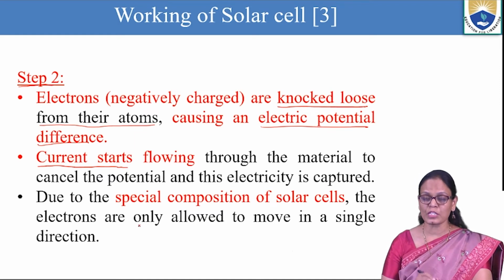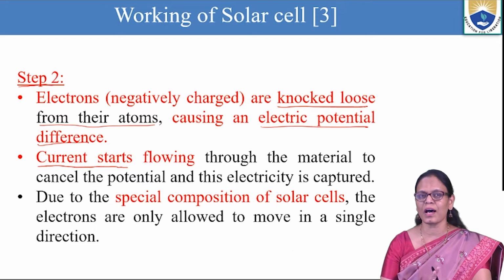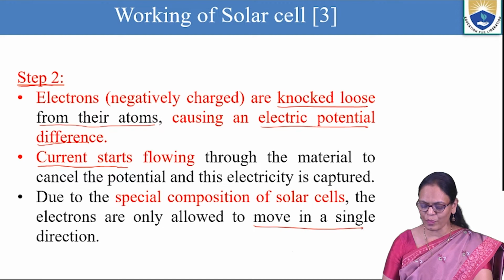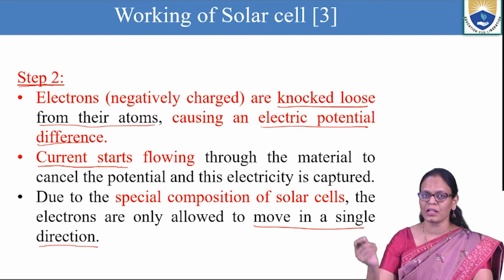And due to the special composition of solar cells, these electrons are allowed to move only in one direction. So they will be moving only in one direction because the direction of the flow of electrons decides the current.